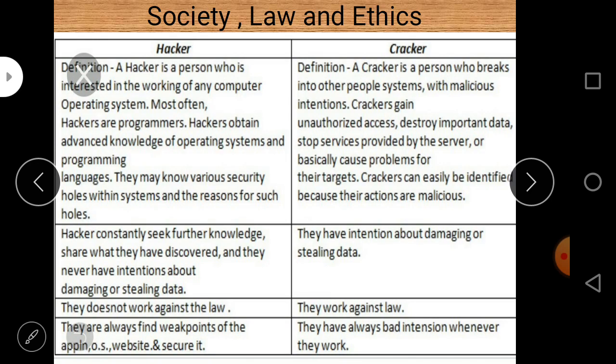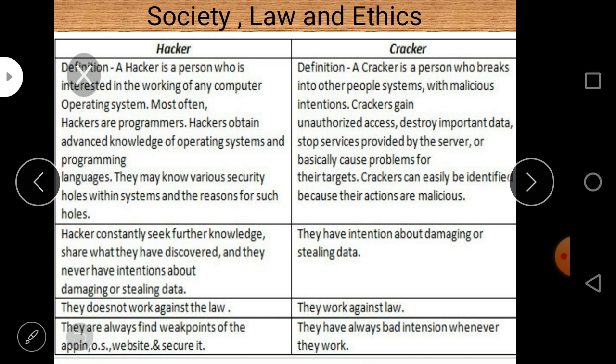The last important topic is hacker and cracker. These are two similar terms, but there is a little difference between them. As far as the definition is concerned, a hacker is a person who is interested in the working of any computer operating system. Most often hackers are programmers. Hackers obtain advanced knowledge of operating systems and programming languages, and they may know various security holes within systems and the reasons for such holes.